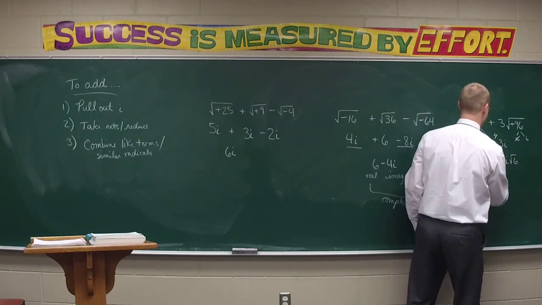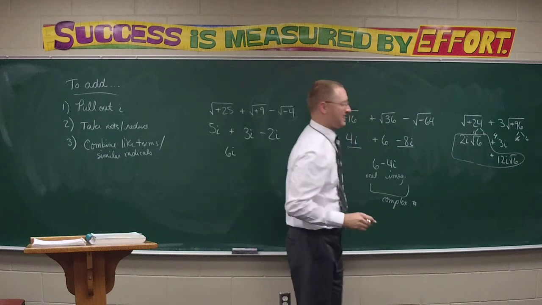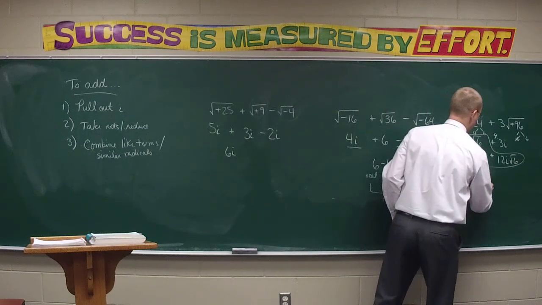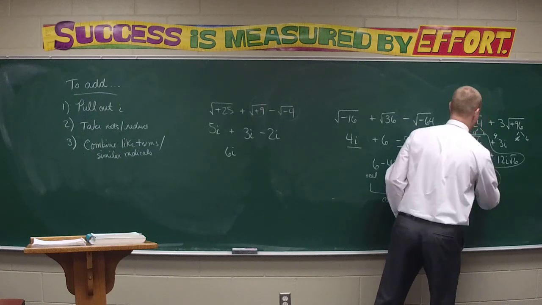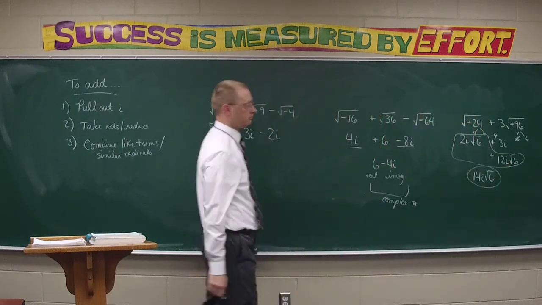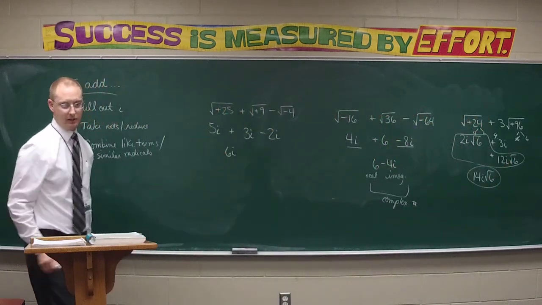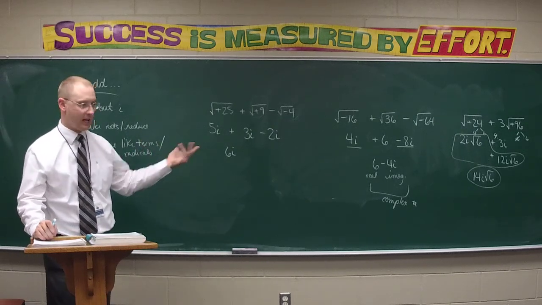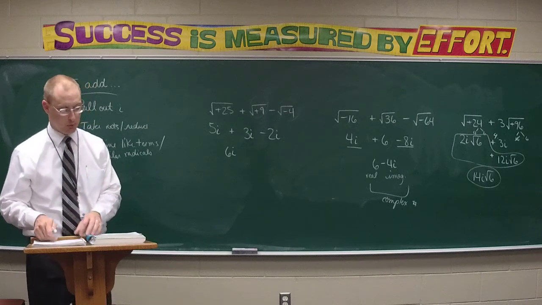There we go. So I've got 2i square root of 6 plus 12i square root of 6 gives 14i times the square root of 6. We're just adding similar radicals together. Questions on this? Got a feel for what we're doing working with the radicals? We just pull out i's first, and it's a lot like section 1.8. Questions?